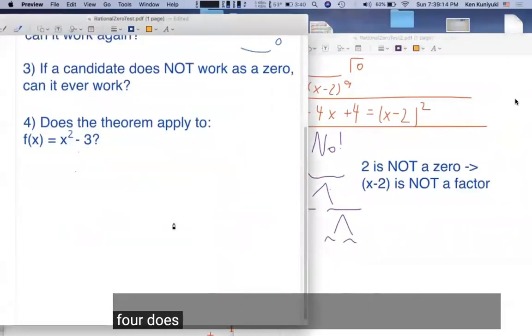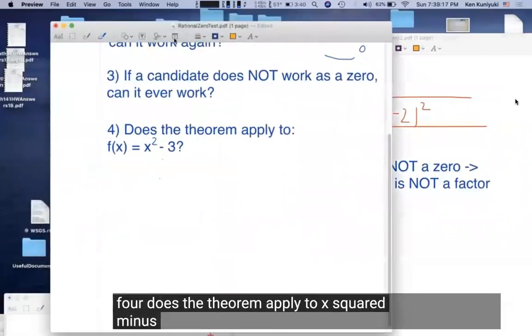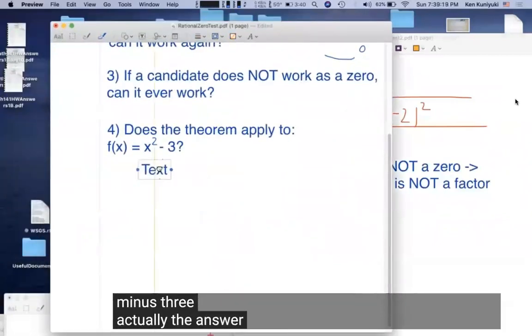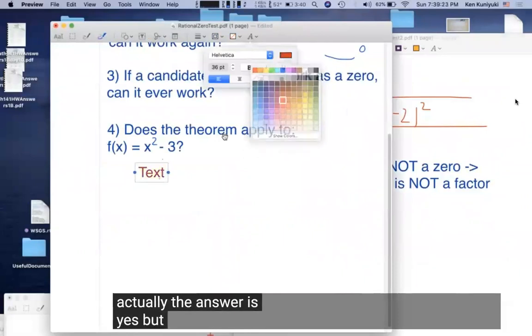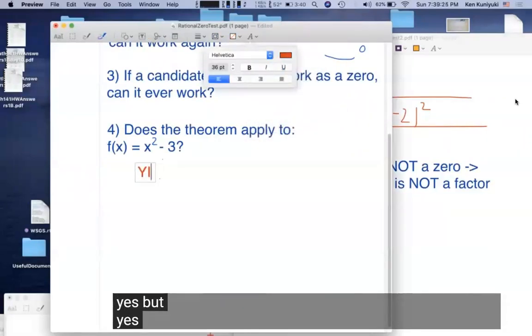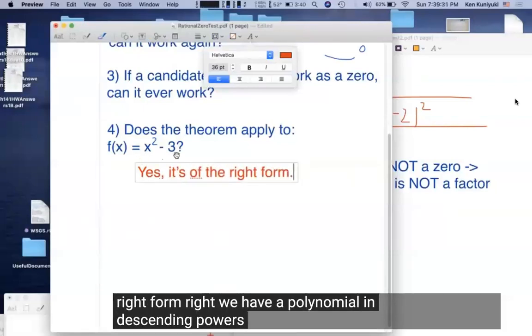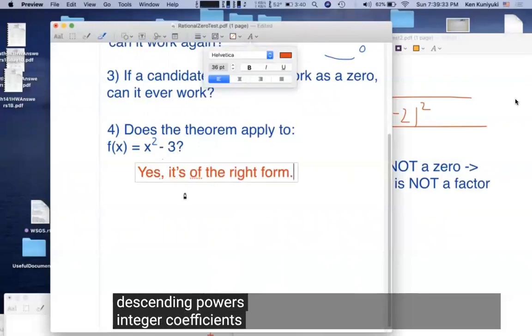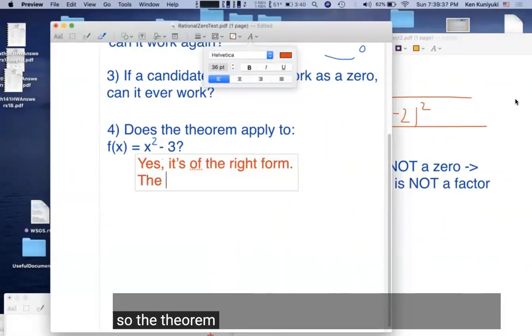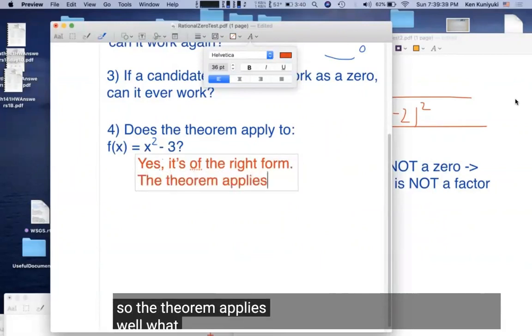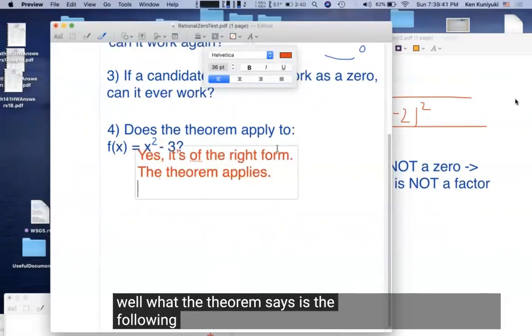4. Does the theorem apply to x squared minus 3? Actually, the answer is yes, but. Yes, it's of the right form, right? We have a polynomial in descending powers, integer coefficients. So the theorem applies. What the theorem says is the following.